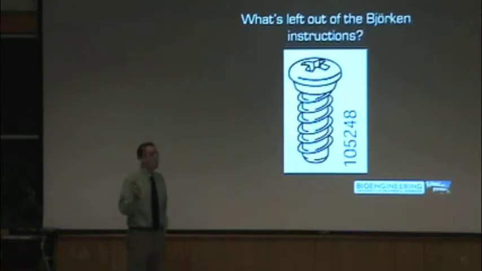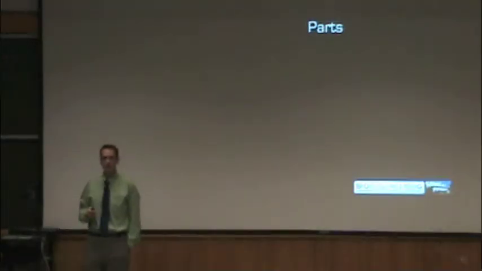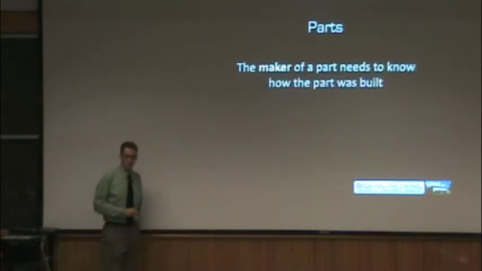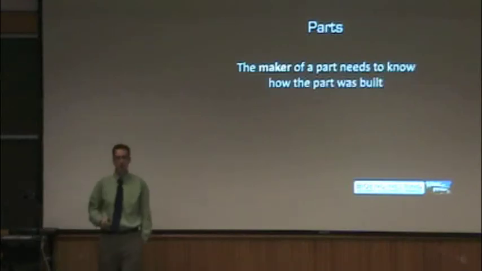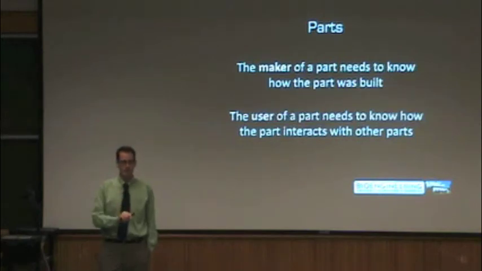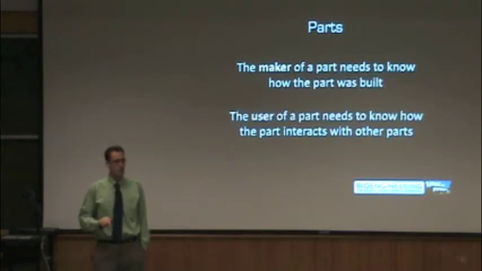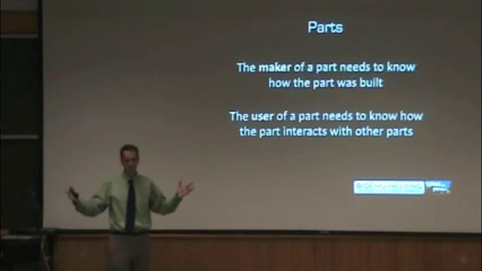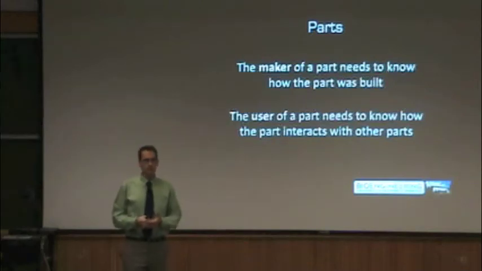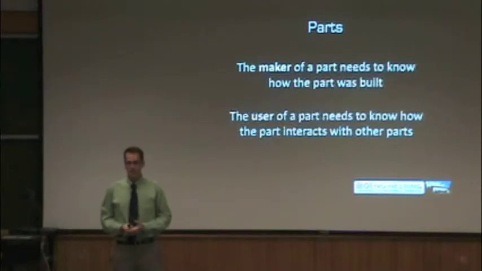Think about it this way. A part has different information depending on who's dealing with the part. If I'm making the part, I need to know how the part was built. I need to know how to construct that specific part. If I'm using the part, I need to know how that part interacts with other parts. That's far more important to me. What is the context of this part in building the larger device? And in engineering, for example, you would never say to an electrical engineer, well, how was your resistor built? I went to the McMaster catalog and I ordered it. That's how it was built.